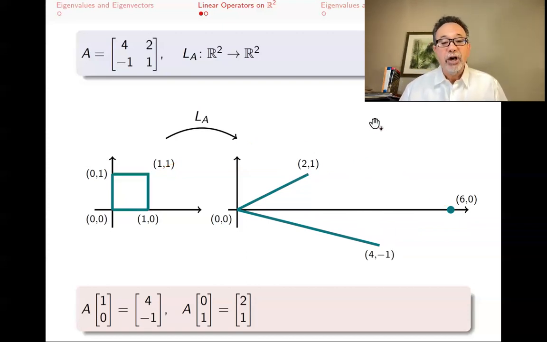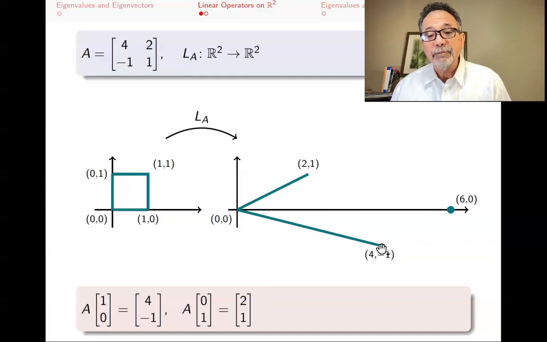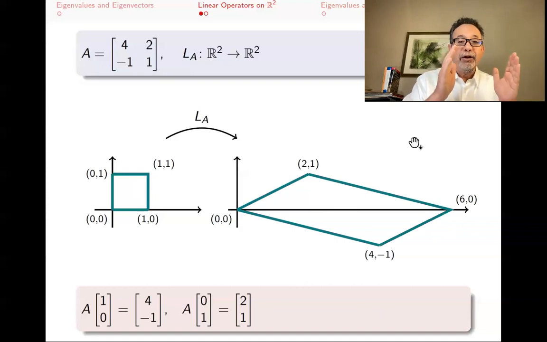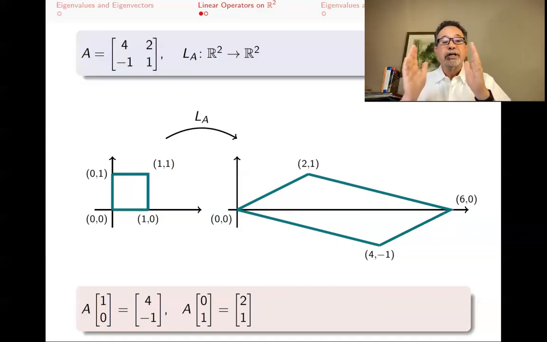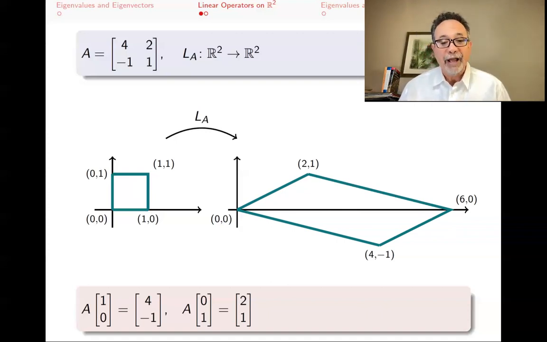And again, because straight lines go to straight lines, or line segments go to line segments, the line segment between (0, 1) and (1, 1) will end up being the straight line segment between (2, 1) and (6, 0), and the one between (1, 0) and (1, 1) gets mapped to the line segment between (4, -1) and (6, 0). And so that square got sheared. It got rotated, like pulled and stretched, and became this parallelogram.